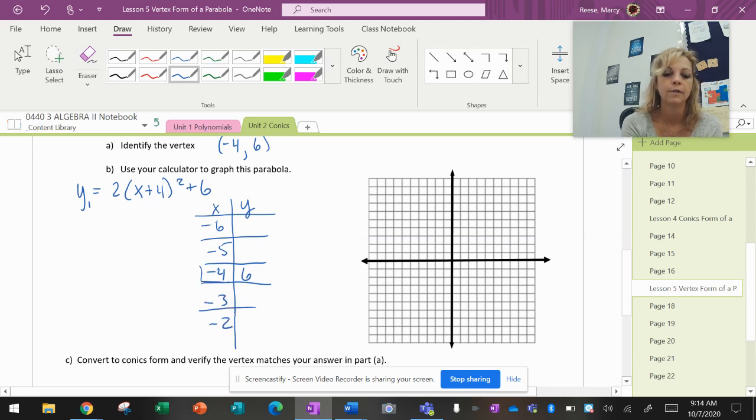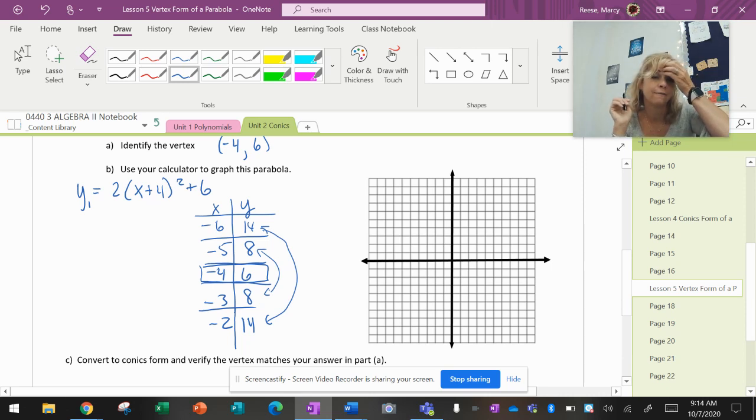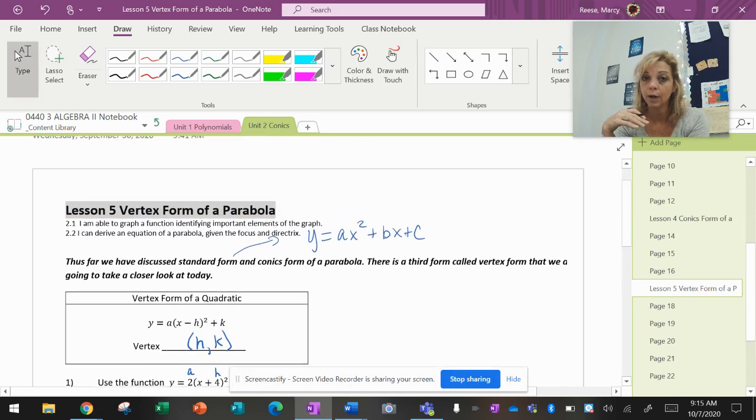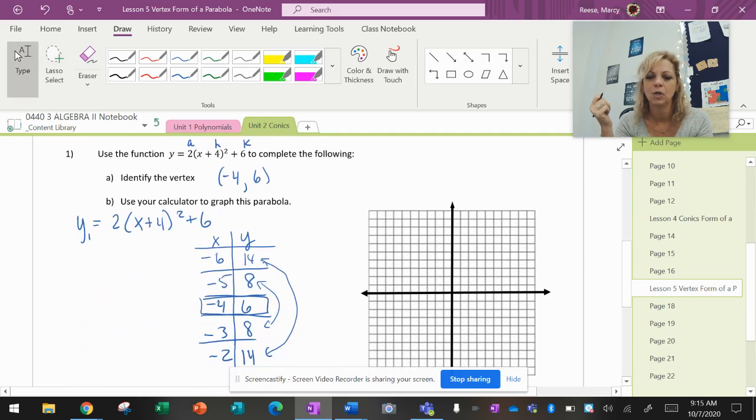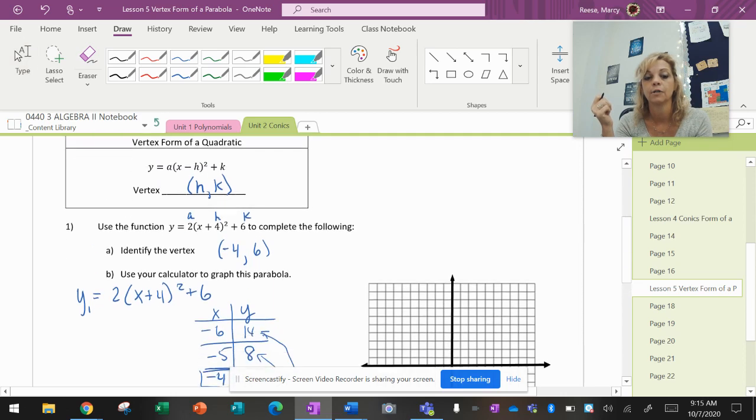Okay, now because that's the vertex, I can tell for sure that's the vertex because there's symmetry on each side of the y. So these match and these match. By putting it in y1, I can see that. When you have it in that conic form, it's not in y1 form, not y equals form. So the conic form you can't use your calculator for. You can for the standard form, right? Because it's y equals. But you can't for the conics, and you can for the vertex form.